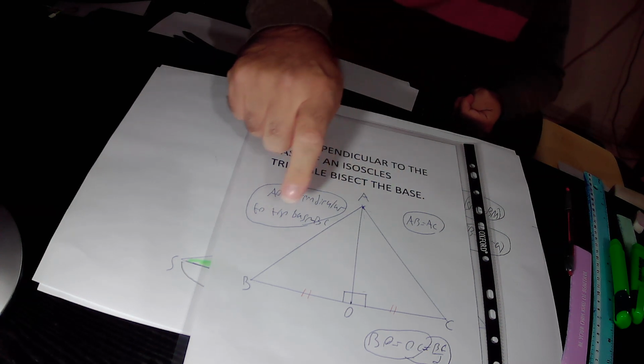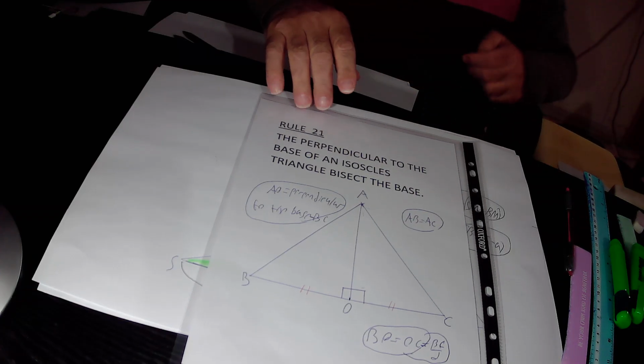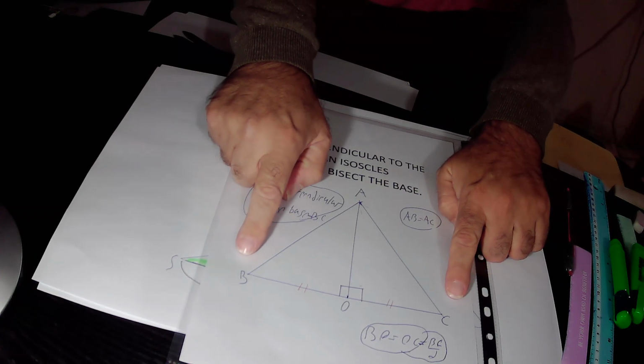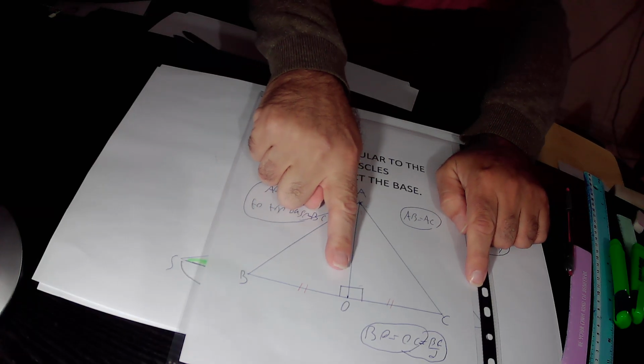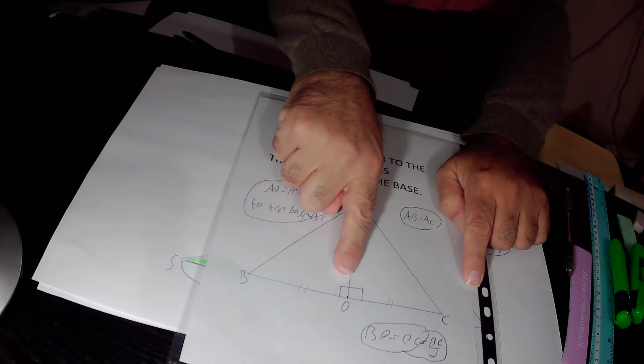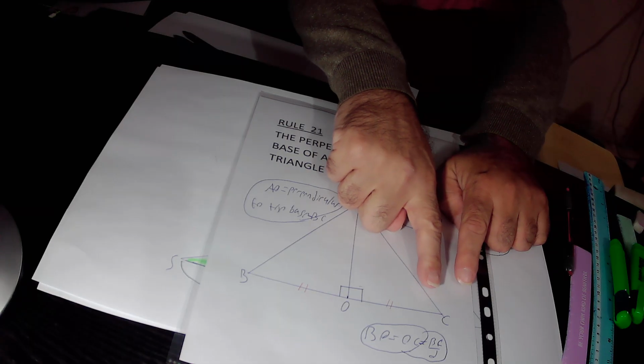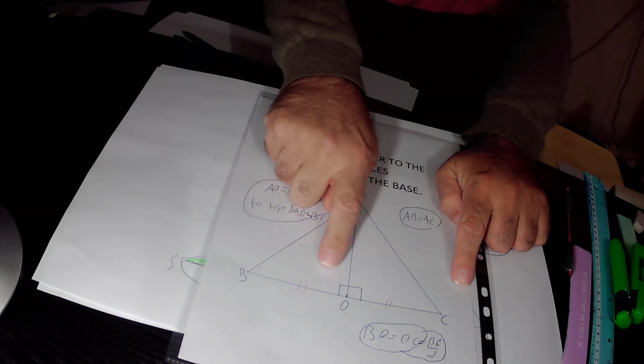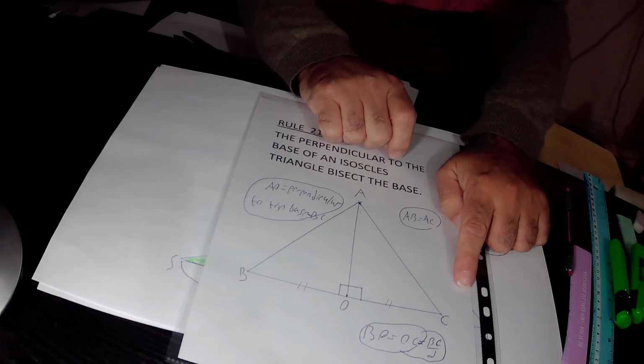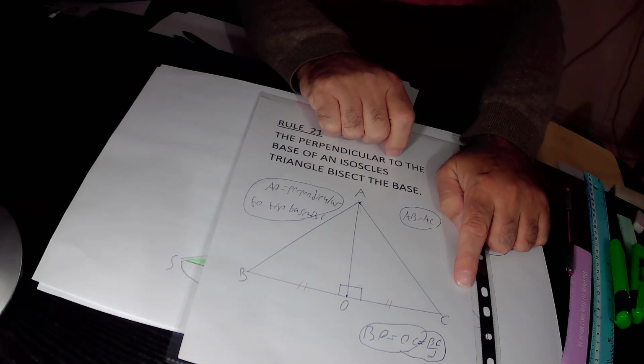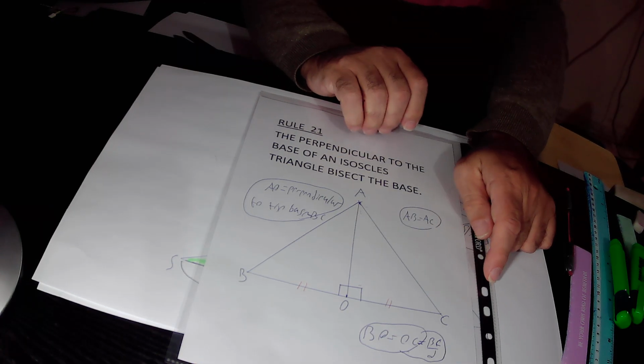If AO bisects BC, it means that it divides side BC into two halves. Each half must be equal to BC over 2 because BC has been bisected by AO. So the first half, BO, must be equal to the second half, OC, and each half must be equal to BC over 2. So BO equals OC equals BC over 2. Okay, so we can implement rule 21 in our drawing.